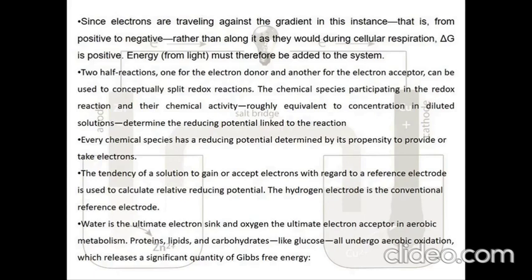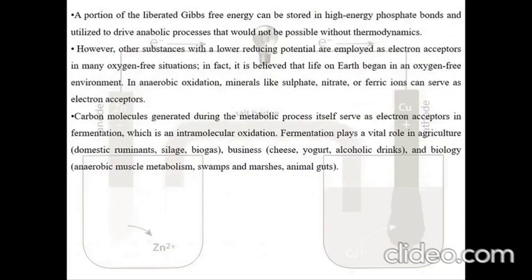Proteins, lipids, and carbohydrates like glucose also undergo aerobic oxidation, which releases Gibbs free energy. A portion of the liberated Gibbs free energy can be stored in high energy phosphate bonds too, and thus the carbon molecules generated during the metabolic process help as the electron acceptors in fermentation, which is an intramolecular oxidation.